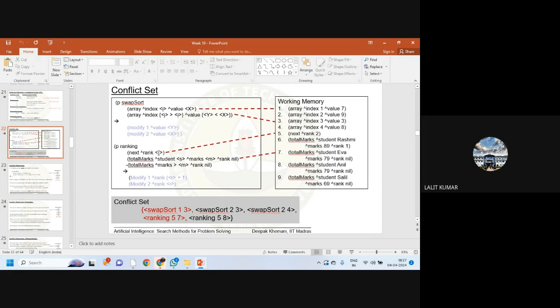So 5 and 7 have matched again. Now similarly we come to 5 and 8, it will also match because 79 and 79 are equal. When we compare 5 and 8, this 69 will not match because 69 is not greater than M.